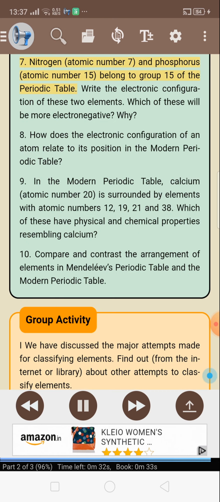7. Nitrogen, atomic number 7, and phosphorus, atomic number 15, belong to group 15 of the periodic table. Write the electronic configuration of these 2 elements. Which of these will be more electronegative? Why? 8. How does the electronic configuration of an atom relate to its position in the modern periodic table?